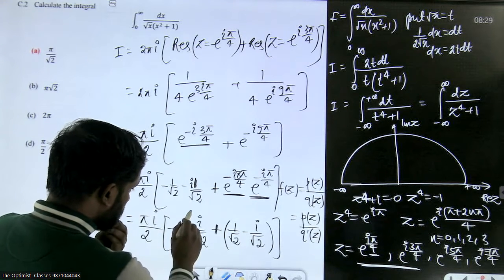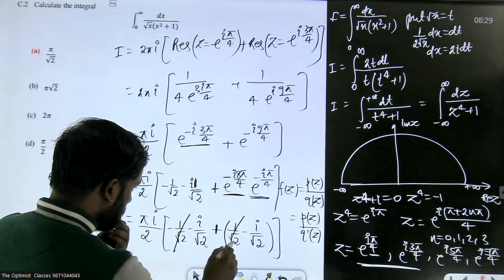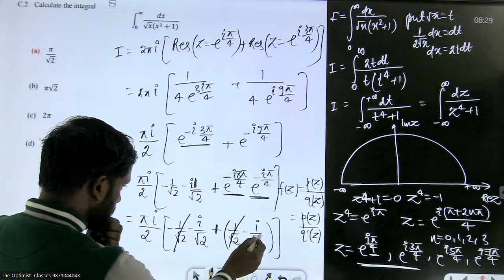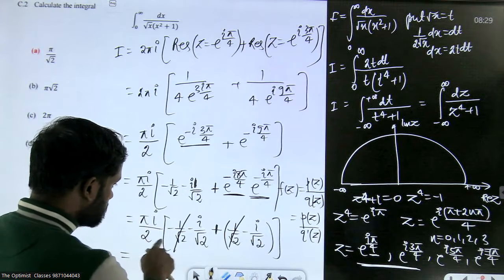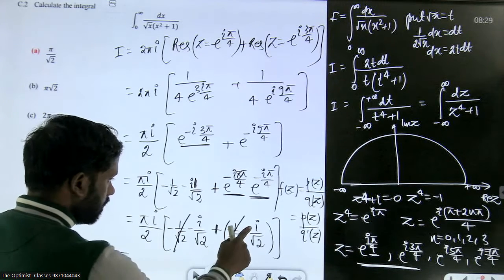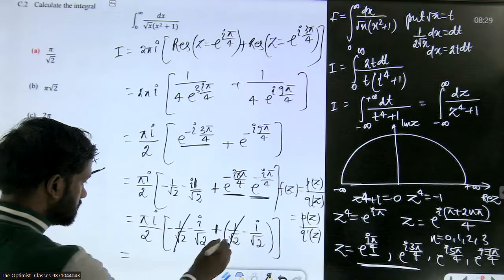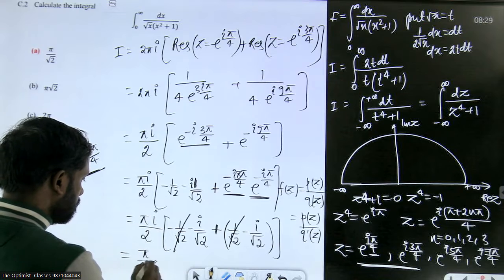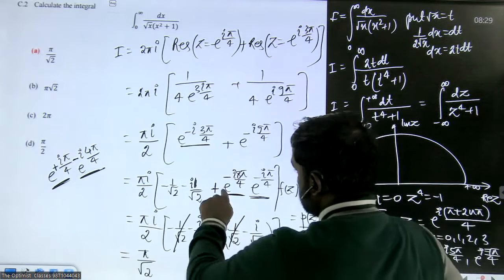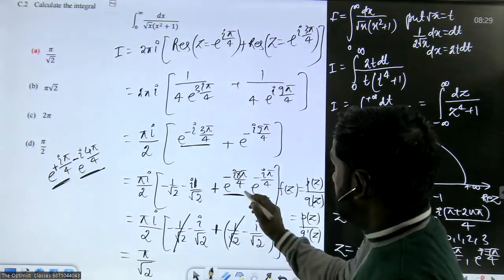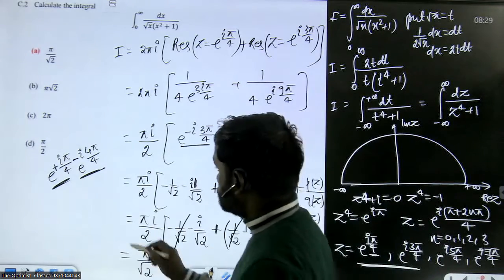So therefore this one and this one will cancel out, and these two will add. So we'll get a factor of 2, and this 2 will cancel out, and root 2 will remain here. Iota square will give you minus 1. Now you just add, and you will get pi by root 2. That's the answer. I had made a mistake here, I had written a minus sign. That's why it was giving the wrong answer. So the correct answer is pi by root 2.